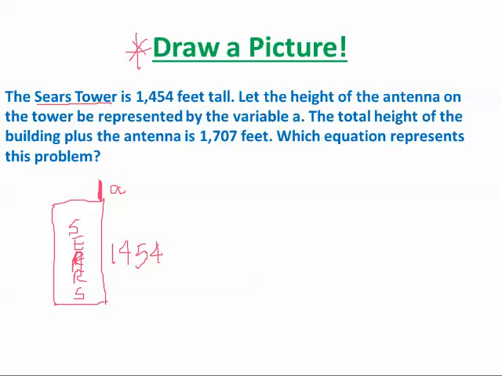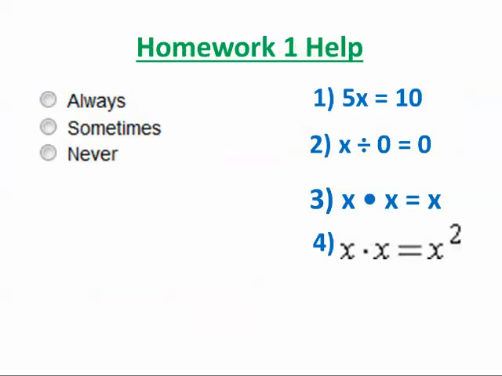Then they're telling us the total of the building plus the antenna. So aren't they saying that we can add these up? And if we add these up, we will get 1707. So I've drawn your picture and written your equation, and I'm going to leave it at that for you to finish up in your homework assignment.